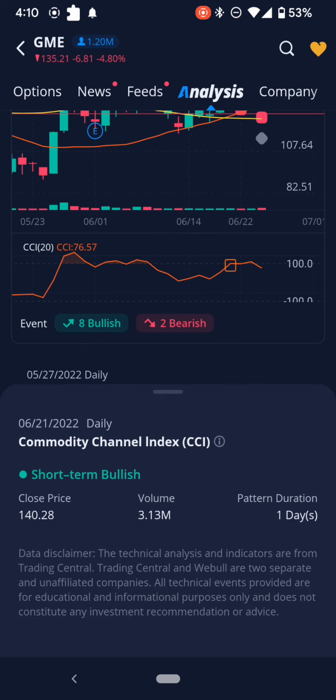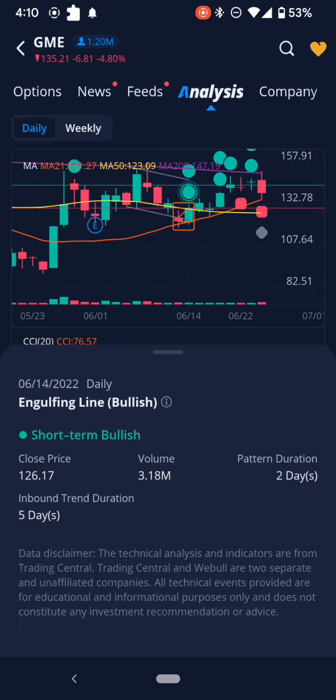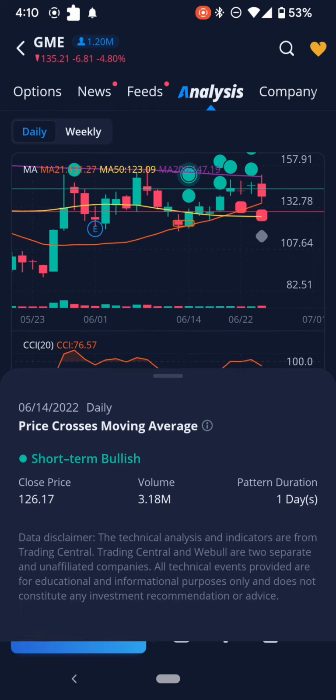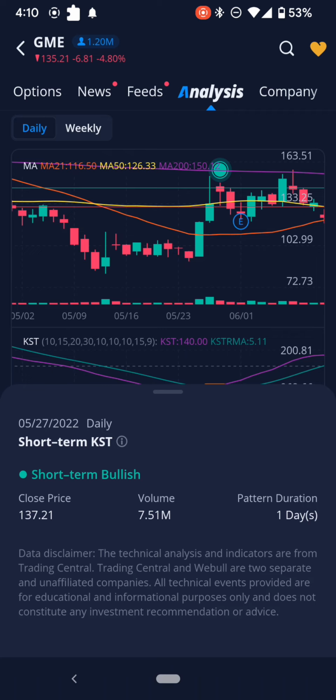Commodity channel index isn't one I really use, but I guess it's in a bullish spot right there. So this is a good way to learn a lot of different candlestick indicators, and different TA indicators if you want to get super crazy. I like to keep it simple though with what I use. It's fun to look on here though and see what they're seeing and try to learn some stuff.